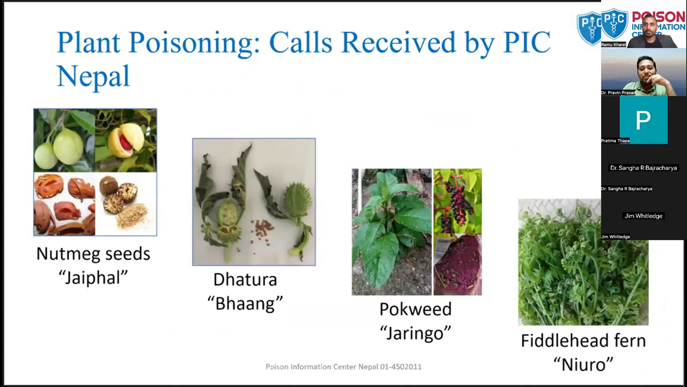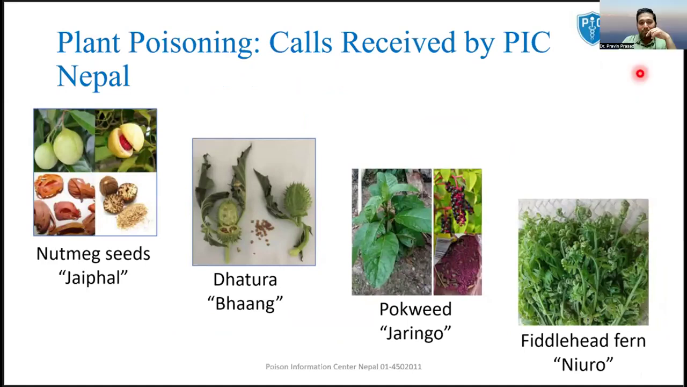Of these, 3 of them were due to the dhatura or the bhang. And then we have one case for the nutmeg seeds, that is the jaifal. Then we had one case for the jaringo or the pokeweed. And then we had one for the fiddlehead fern or the neuro. This is commonly a staple food in our culture.